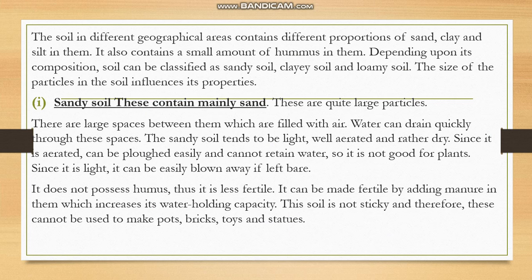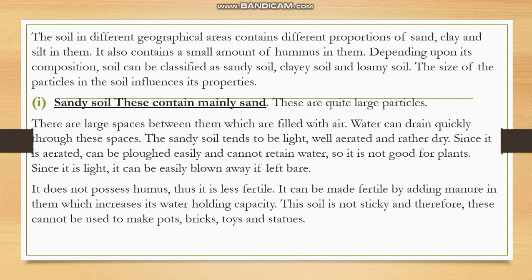First we are going to see sandy soil. They are quite large particles. The spaces between these particles are filled with air, hence sandy soils are well aerated soils. Because of larger spaces, water can easily penetrate through the particles of sand.